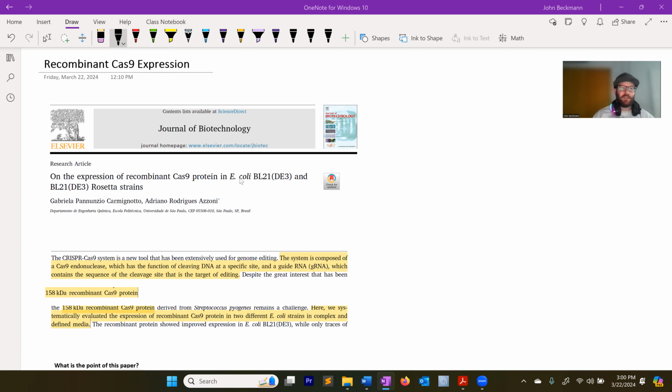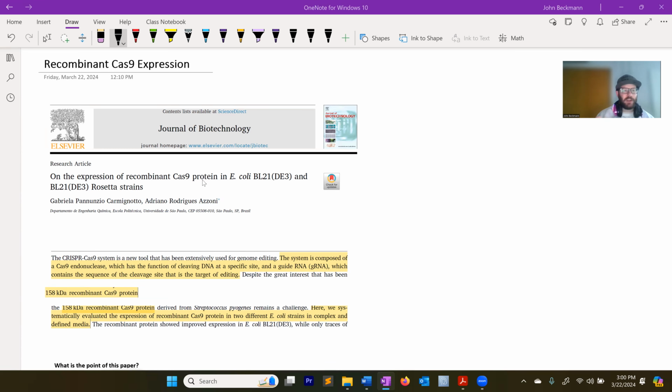We're discussing recombinant protein expression. So I picked a paper here on recombinant protein expression of Cas9, so it connects to also our CRISPR lectures. This is in the Journal of Biotechnology on the expression of recombinant Cas9 protein in E. coli, BL21DE3, and BL21DE3 Rosetta strains. This paper is not what I would call a high impact paper. This is more like a methodology, kind of nerdy paper, but it's easy to understand.